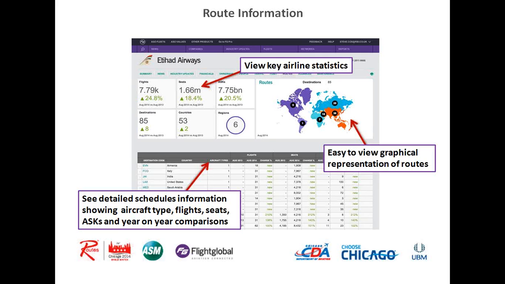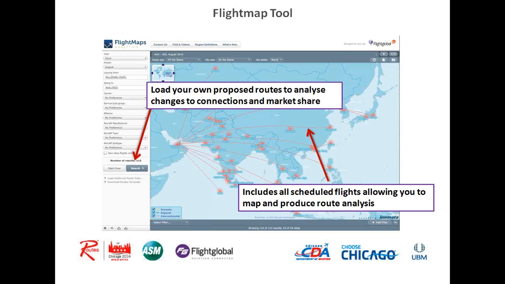There's also key airline information with regards to routes. So we have access to all schedules operated, flights, seats, ASKs, and again, a year-on-year comparison. So this will help you to identify new and ceased routes, and you can even drill down to the schedule's information, looking at departures, departure times, arrival times. Again, this is key to understand the airline's current network. And you can view this, but you can also export this as well.